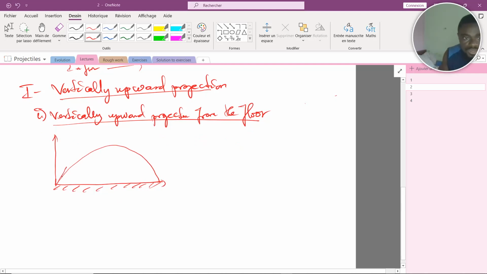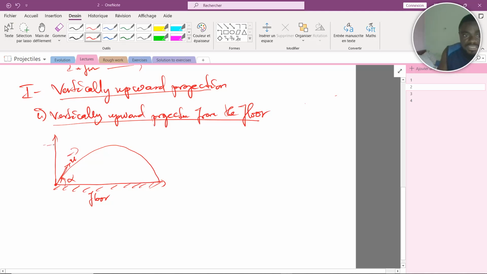So this is your velocity. The particle, vertically upward projection from the floor. The particle is projected like this with velocity u. This is the angle alpha. Generally in this type of projection where a particle is projected from the floor, the origin of reference will always be what? The point from where the particle is projected. In an exercise they can also say to take a certain point as origin of reference.